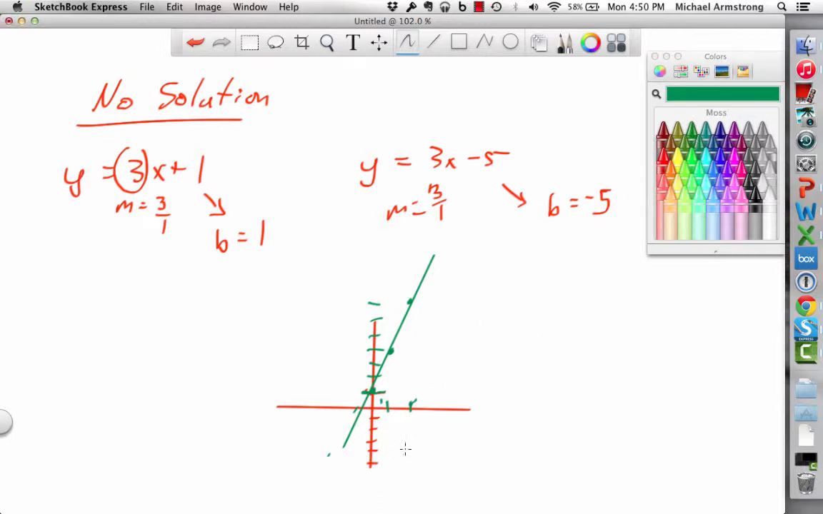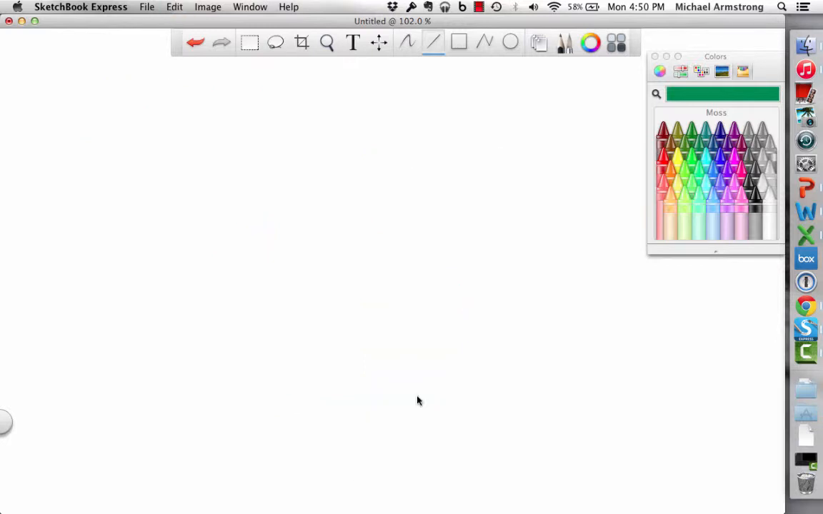Maybe I should switch back to that green color. And that's our first point. But we still go up 3 and over 1. So 1, 2, 3 over 1. And we should have the ability to draw a line that is pretty close to parallel to the one that we just drew. If we had some better graphing skills, you'd see one that's even more so.